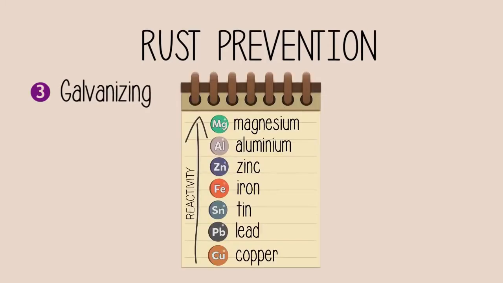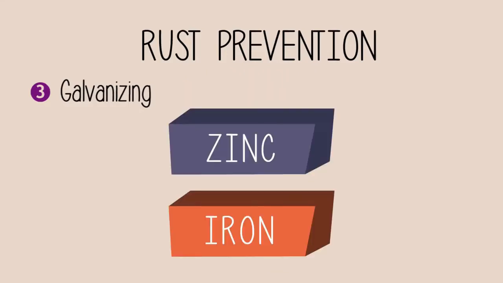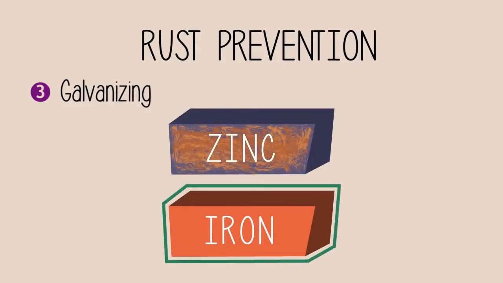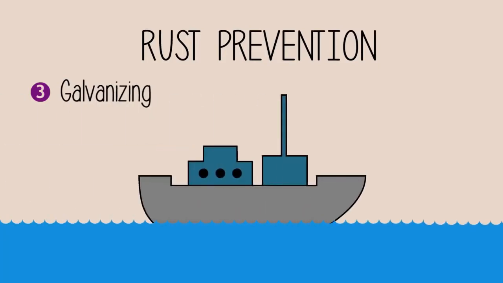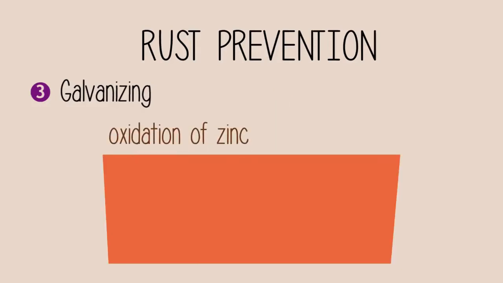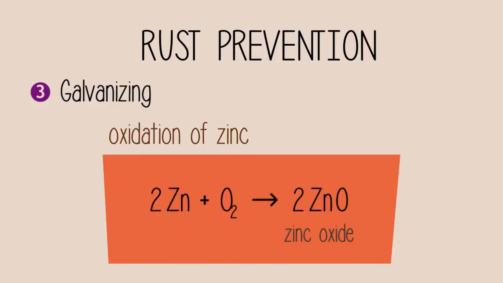Have a look at this reactivity table. Zinc is more reactive than iron. When exposed to oxygen and moisture, zinc will corrode faster than iron. So if we put them together, zinc protects iron but is sacrificing itself, hence the term sacrificial protection. This method is applied to prevent rusting on ships. The oxidation of zinc can be described using this following equation.